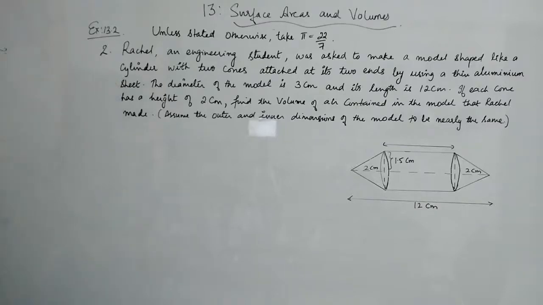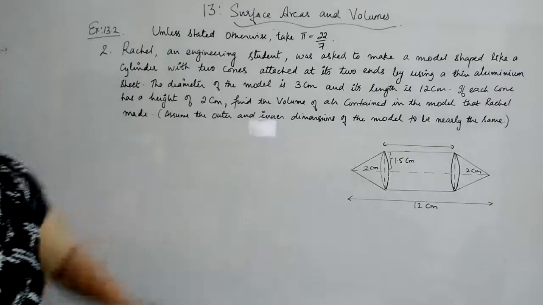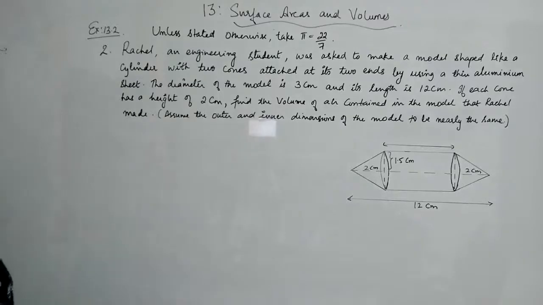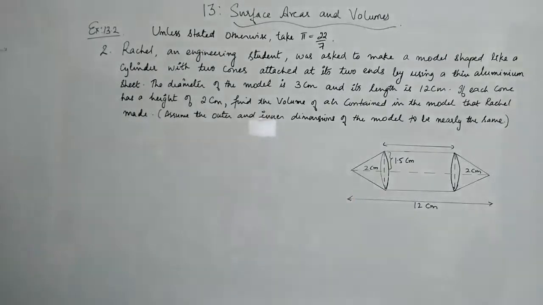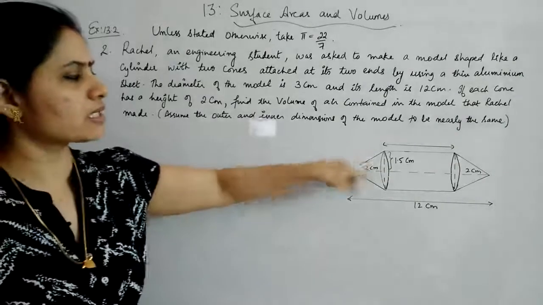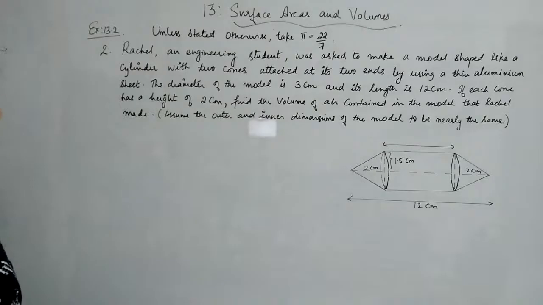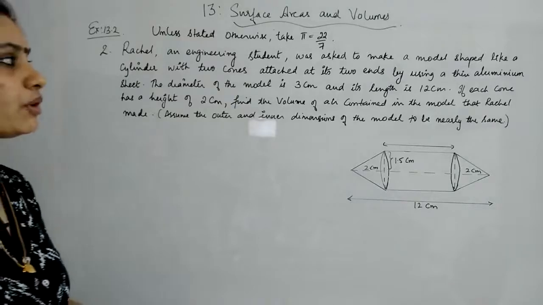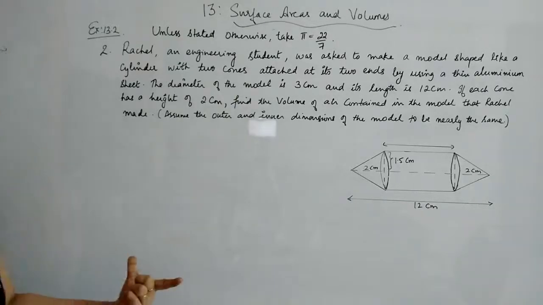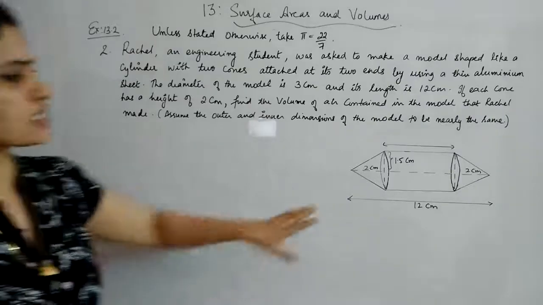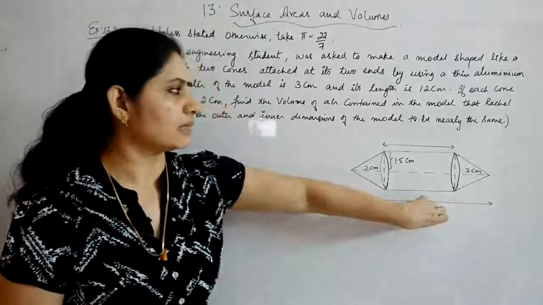Now what all are given? We have drawn a figure in which you can see the cylindrical part attached with 2 conical parts at its ends, and the diameter of the model is 3 centimeter. Diameter of the model means it will include the diameter of the cone as well as the cylinder. That means the radius of the cone and the cylinder will be half of that, that is 1.5 or 3 by 2 centimeters. And the length of the model is given to be 12 centimeters. That means its total length is 12 centimeter.